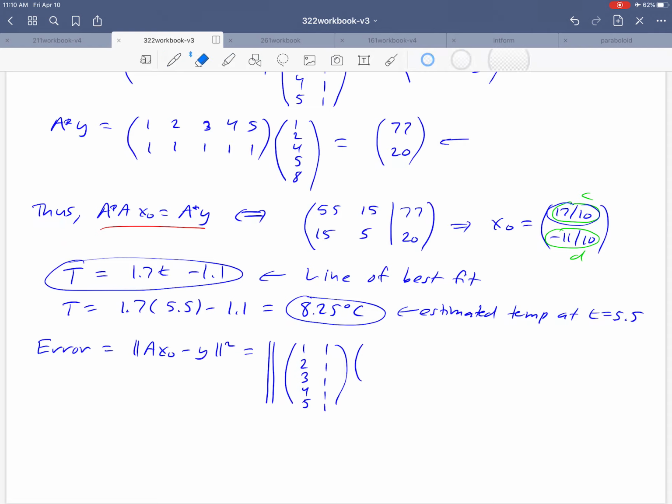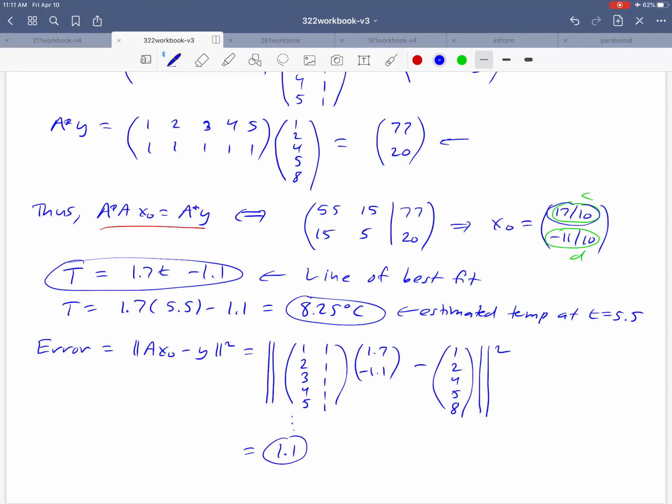I'm really just copying down what all of these pieces are. If you do that matrix multiplication and then take the norm squared, what you will come up with is just 1.1. It just gives us an idea of how good this line of best fit is for our data.